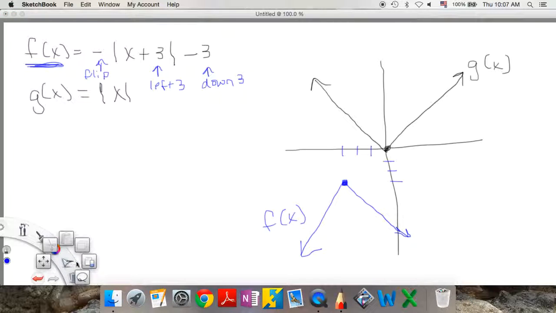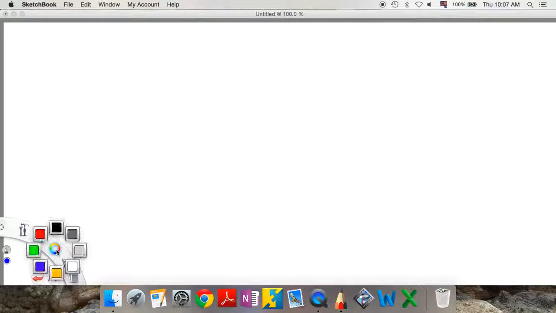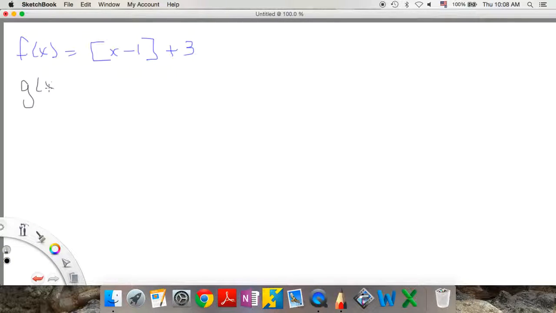Now, a greatest integer function, you can also do that. Let's say we have f of x is the greatest integer of x minus 1 plus 3. And we know what the greatest integer function looks like. We know that it starts like this. I'm just drawing sketches. Of course, it keeps going in both directions, on and on and on.